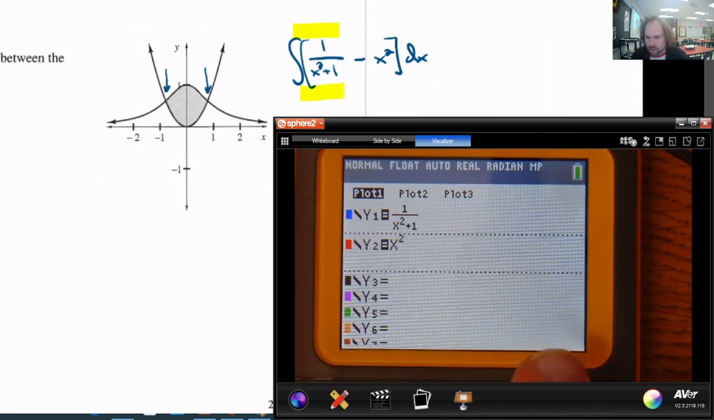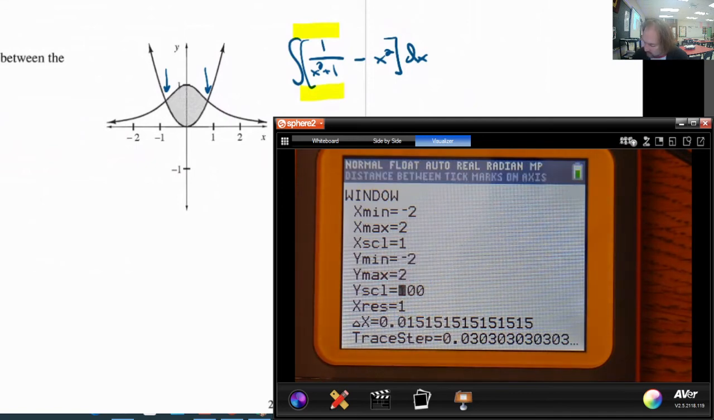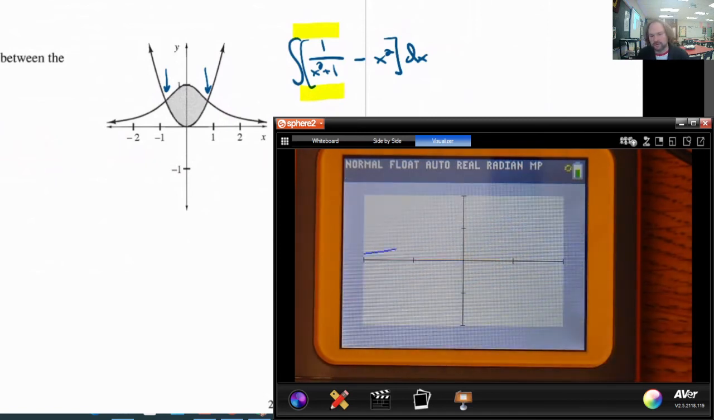And for the window, before we push graph, let's mock the window that we got right here. We'll go from -2 to 2 with a scale of 1 for y, and we'll do the same thing for x, -2 to 2 with a scale of 1. I meant y a minute ago. Push graph, we should be able to see a graph looking just like that one develop for us, and we'll let the calculator handle finding the intersection points, and that'll help us set up our integral right there.